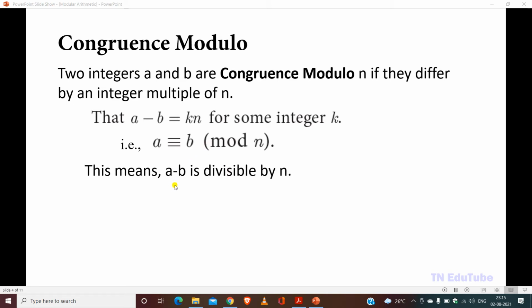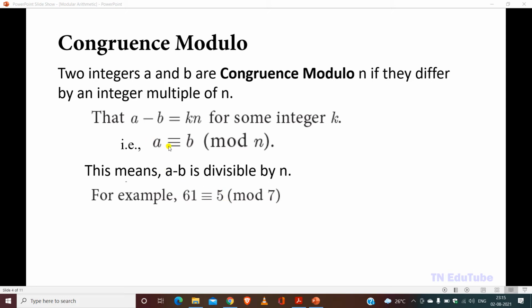This means a minus b is divisible by n. Okay, a minus b is divisible by n, or a minus b is some integer multiple of n. The same meaning only. For example, 61 is congruent to 5 mod 7. When you are dividing this 61 by 7, the 5 is the remainder.